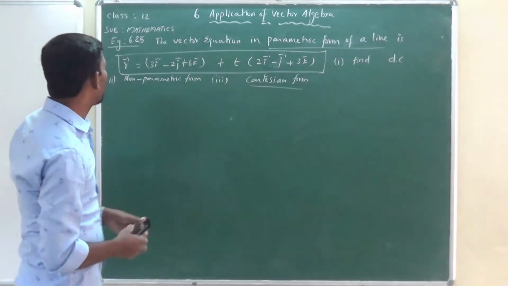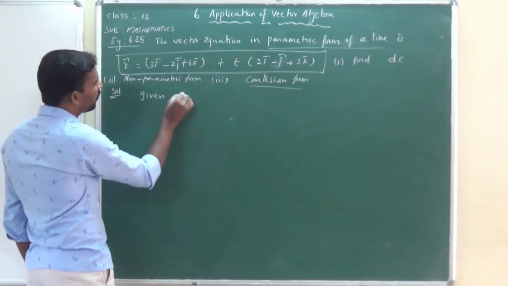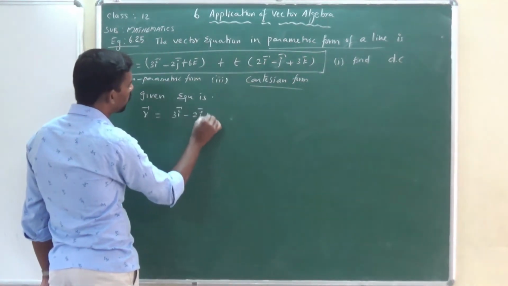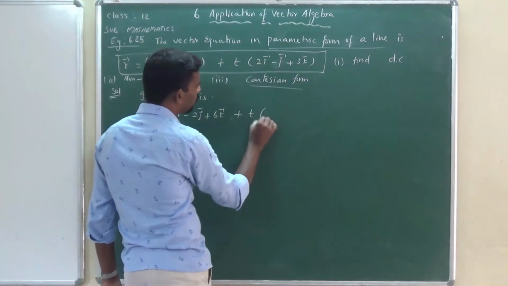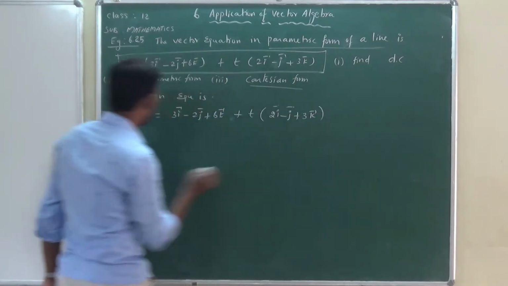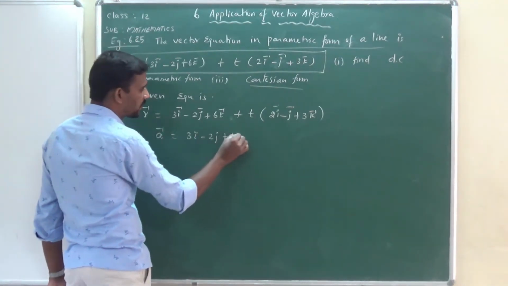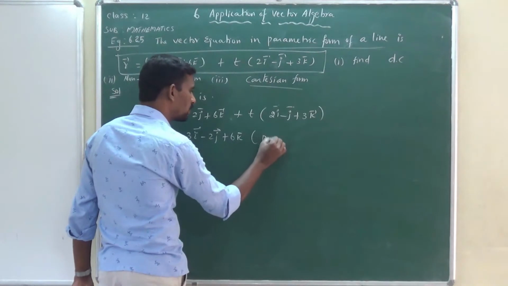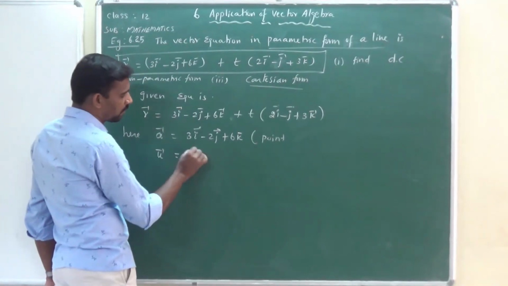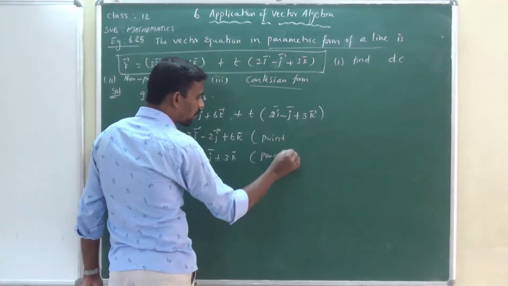Now example 6.25, I wrote here the solution. The given equation is r vector equals 3i minus 2j plus 6k plus t, some scalar, times 2i minus j plus 3k. Here a vector equals 3i minus 2j plus 6k. This should be a point. And this one I note as u. u is nothing but 2i minus j plus 3k. This is nothing but the parallel vector.